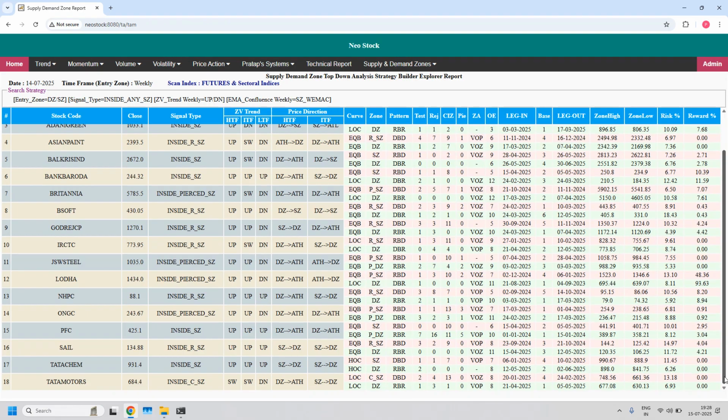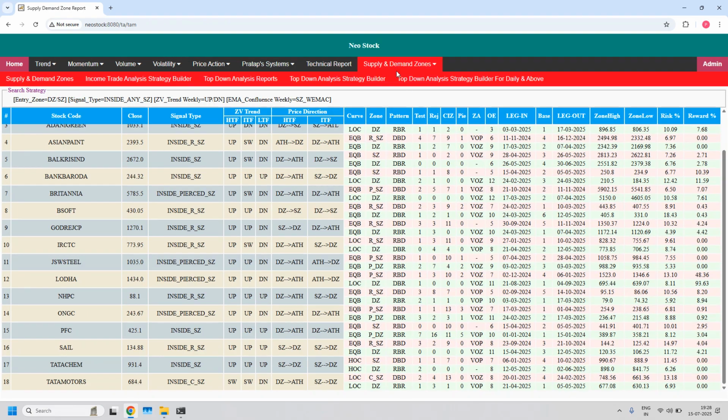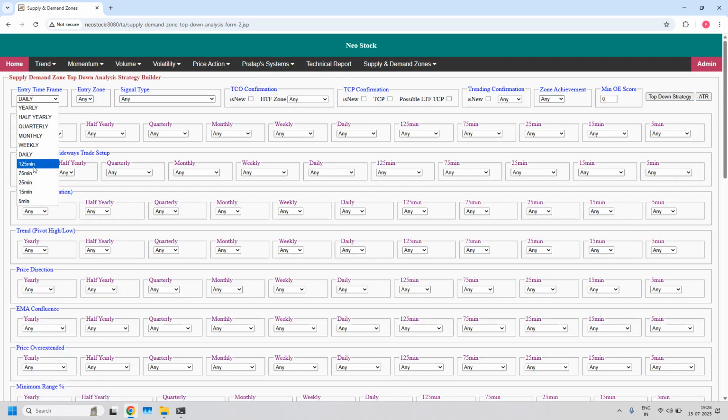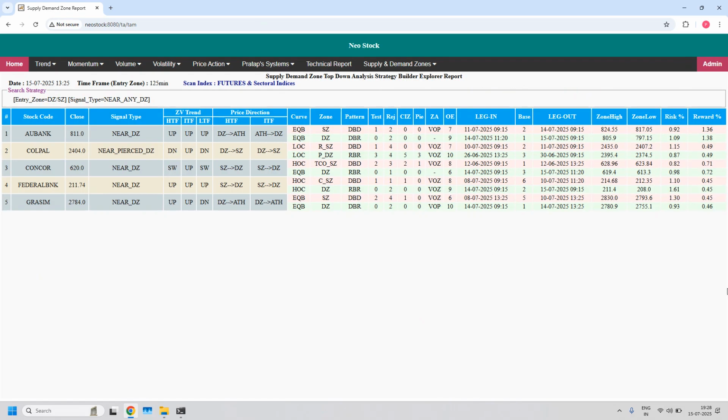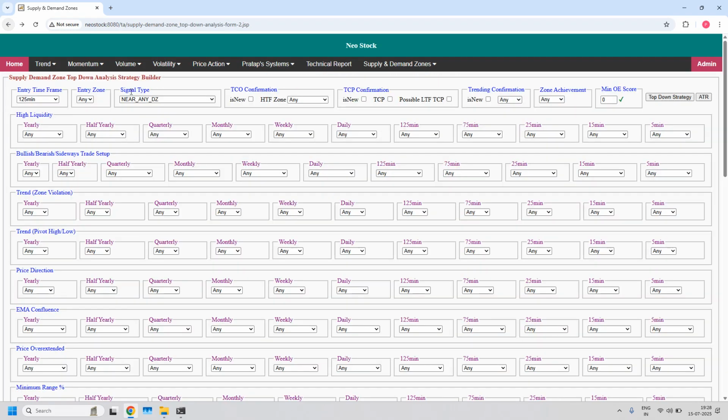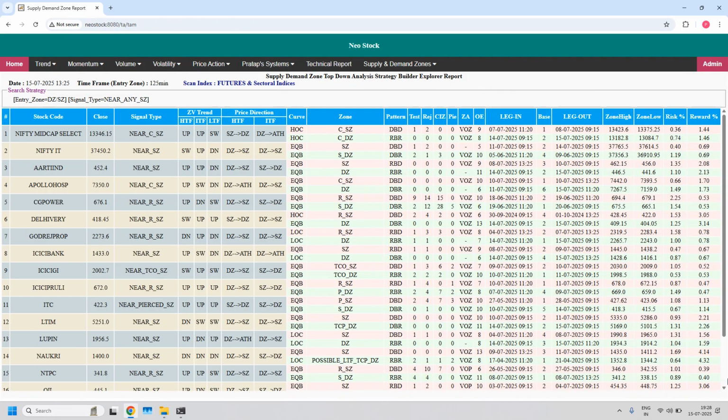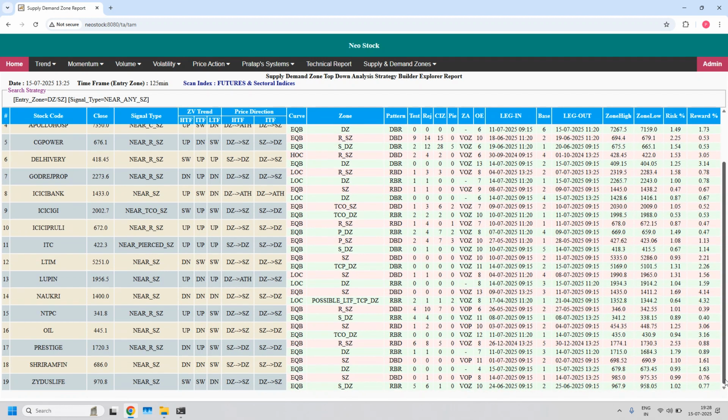Next time frame daily already generated in the beginning of the report. So the next time frame is 125 minutes. Stocks near to the 125 minutes demand zone, we got 5 stocks. Next, stocks near to the 125 minute supply zone. First 15 stocks in the list. Scrolling the list down. Total 19 stocks are filtered.